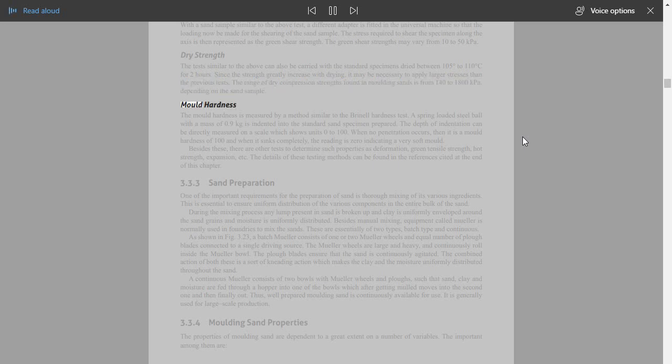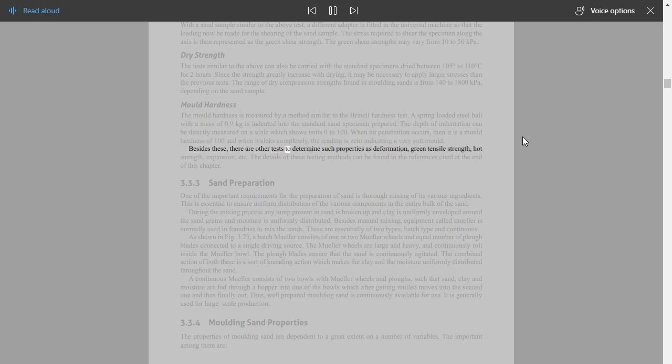Mold hardness. The mold hardness is measured by a method similar to the Brinell hardness test. A spring-loaded steel ball with a mass of 0.9 kilograms is indented into the standard sand specimen prepared. The depth of indentation can be directly measured on a scale which shows units 0 to 100. When no penetration occurs, it is a mold hardness of 100, and when it sinks completely, the reading is 0, indicating a very soft mold.